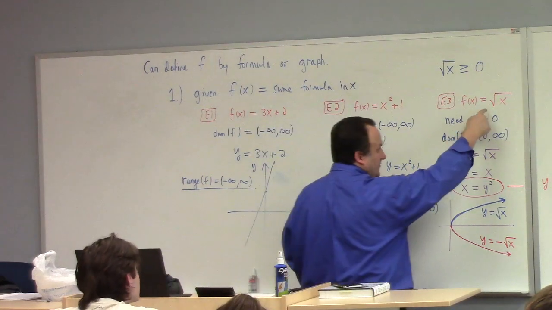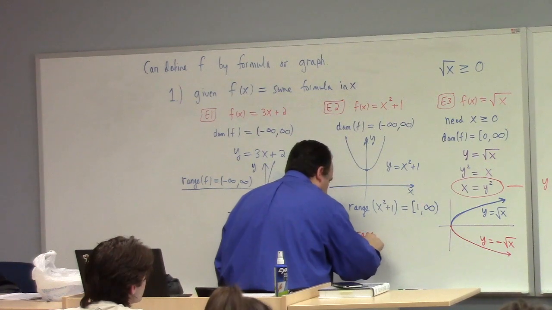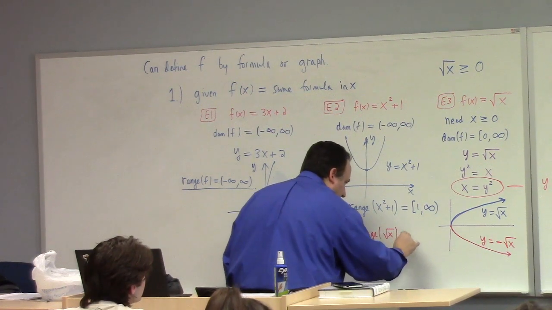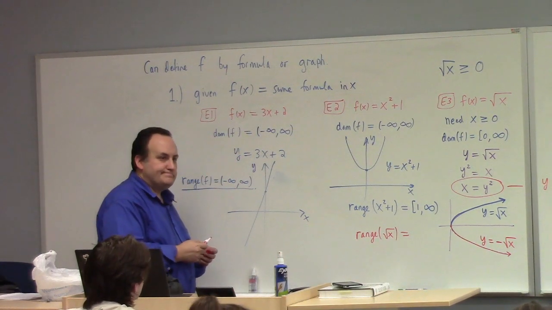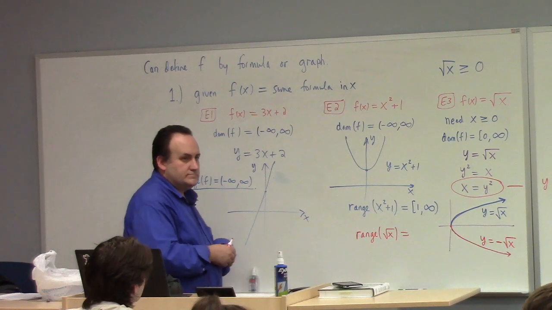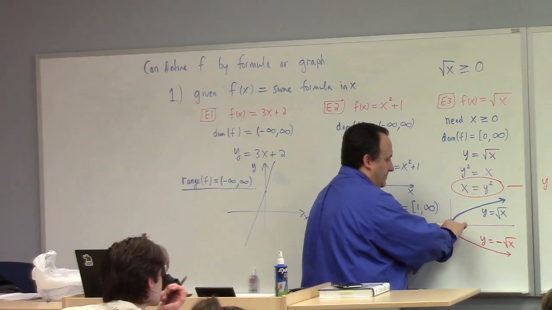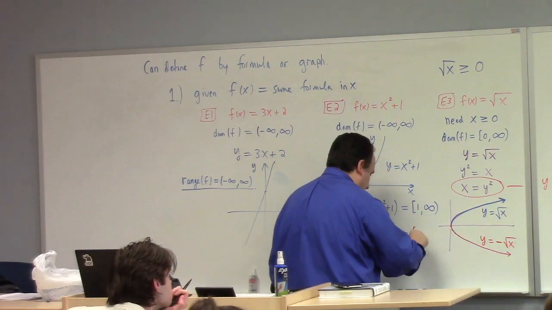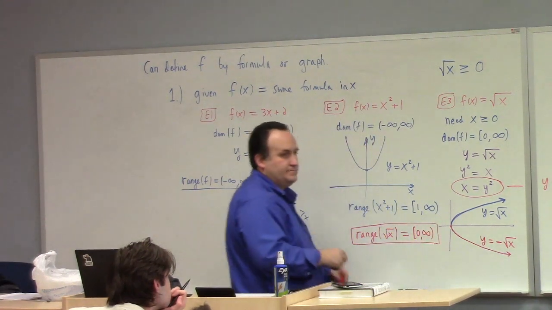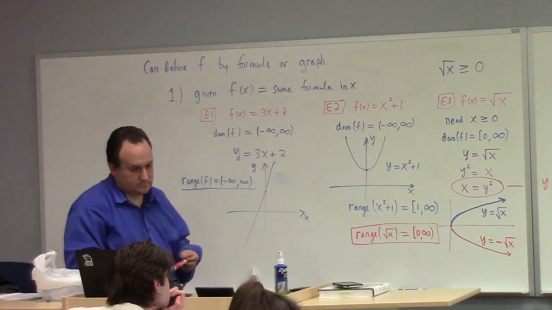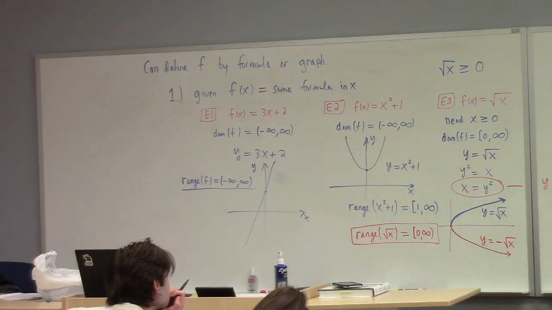Now going back to my example, what's the range of the square root of x? I should have done it in blue. Sorry about that. So what are the y values of this half parabola? 0 to infinity. Yep, you guys got it. So, yep, for example 3. We good?